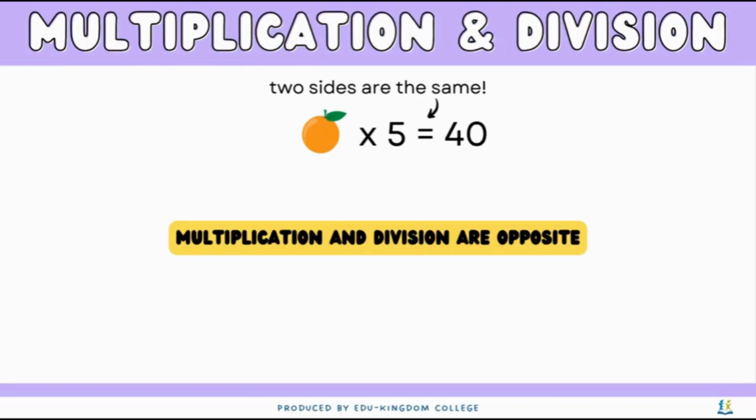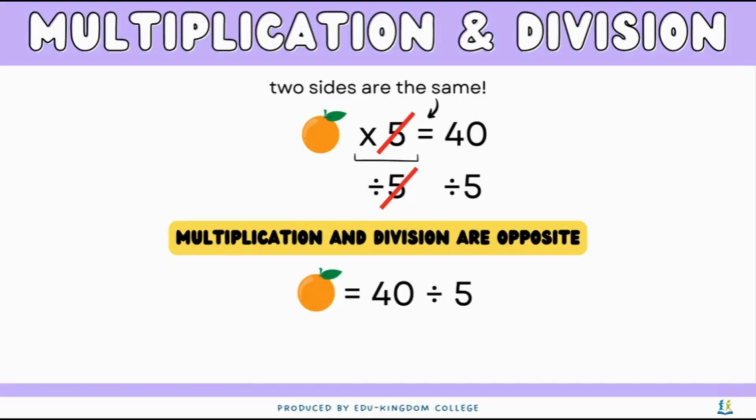Now for the same idea for multiplication and division. If I have the orange times 5 gives us 40, in order for me to get rid of the times, I can just divide both sides by 5. Now that times 5 and divide by 5 gives us the same answer, orange equals 40 divided by 5. Therefore, the orange is going to equal 8.